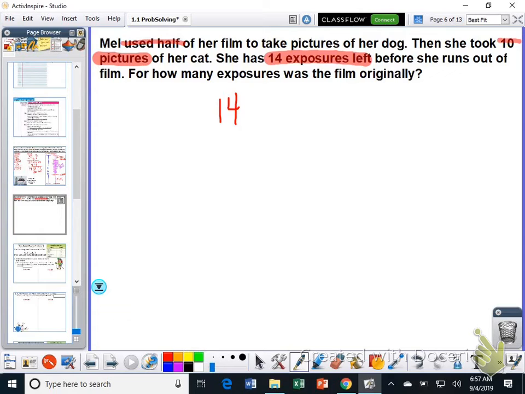Now let's go backwards. So then she took 10 pictures of her cat. So if we're working backwards, when you take pictures, that would subtract it off of your total, but we're trying to find out how much was on there to begin with. So if she has 14 left, then what we want to do is we want to add 10 onto that to get to 24 exposures.